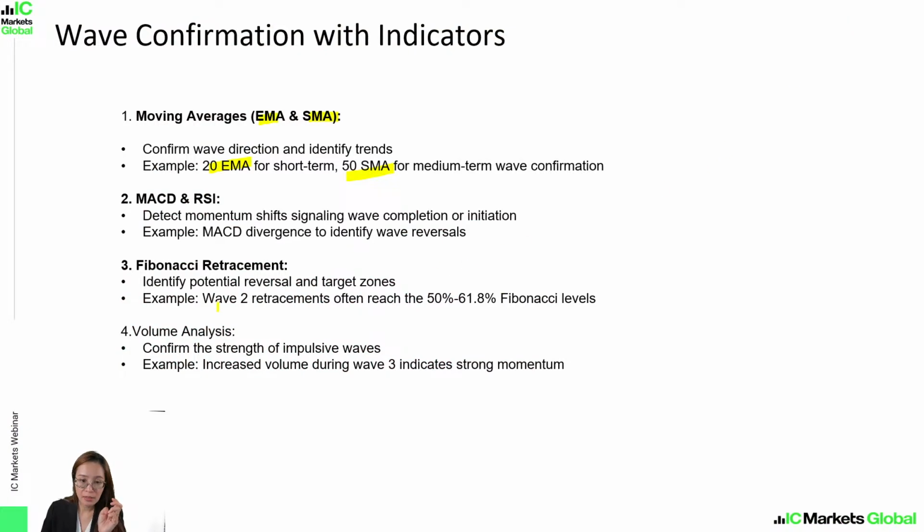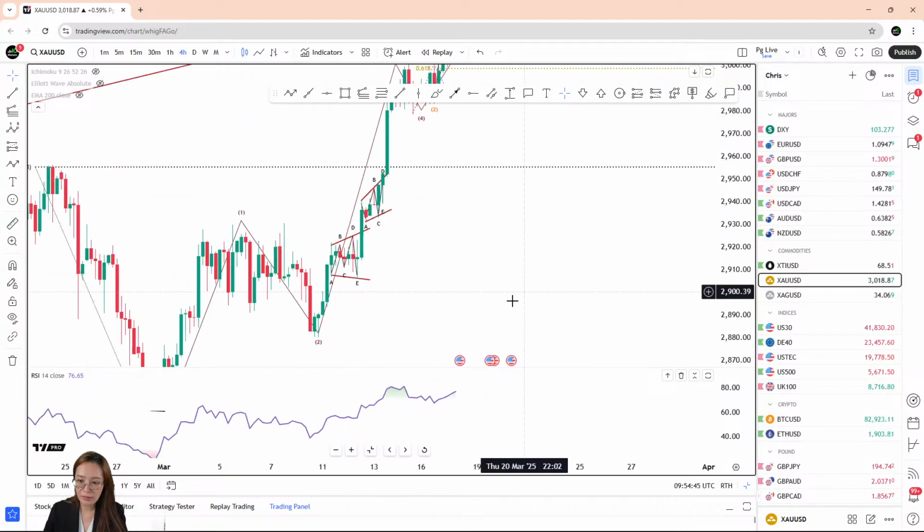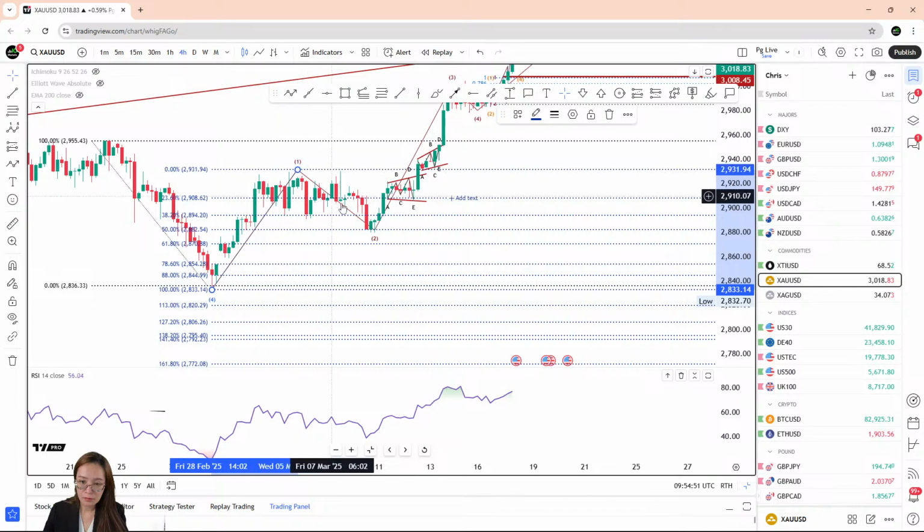Anyone? Okay, and you use Fibonacci retracement to identify potential reversal and target zones. For example, wave 2 often retraces at 50% to 61.8% Fibonacci retracement. Like I just showed you, this is the H4 time frame, right? Just now I showed you already. This is the wave, and this is the retrace. You can see that 50%.